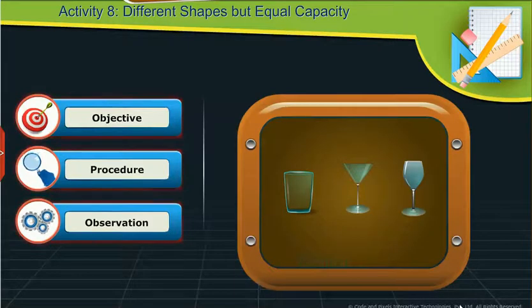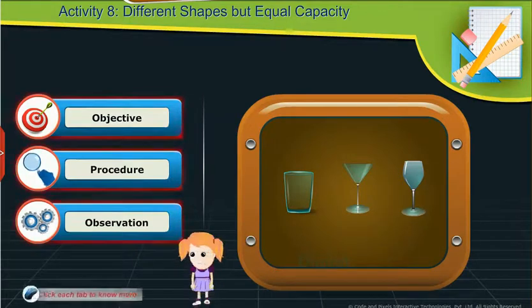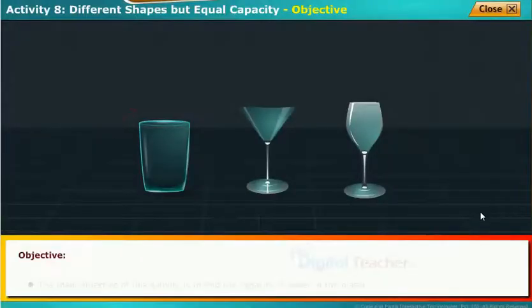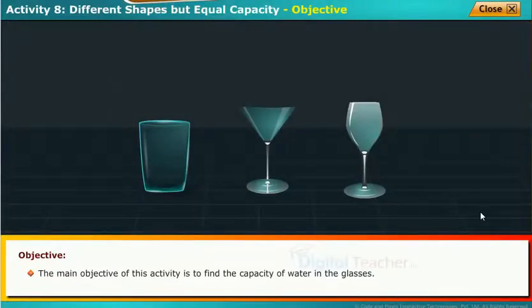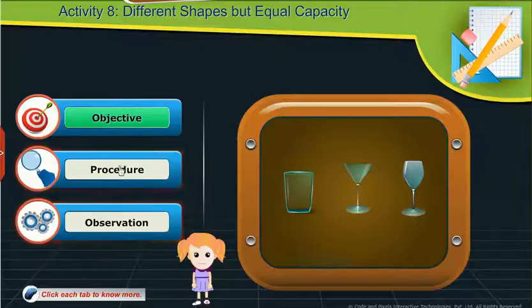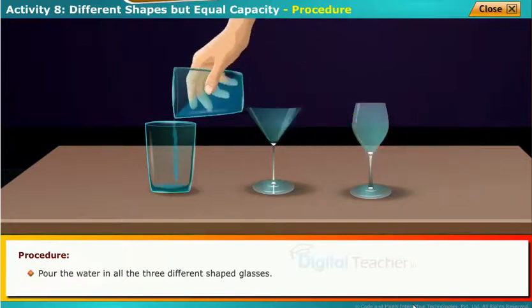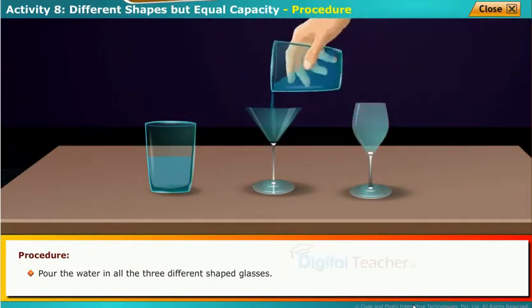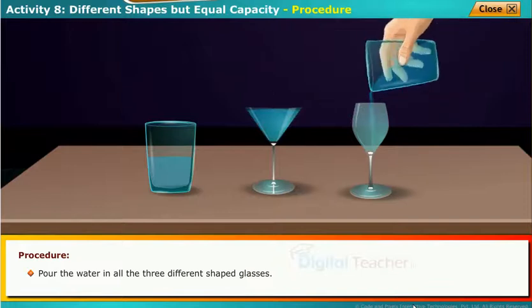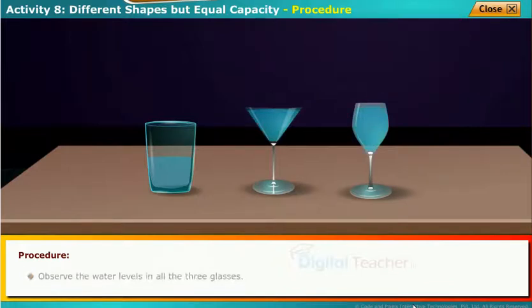Let us perform an activity on different shapes but equal capacity. Click each tab to know more. The main objective of this activity is to find the capacity of water in the glasses. Take a glass of water. Pour the water in all the 3 different shaped glasses. Observe the water levels in all the 3 glasses.